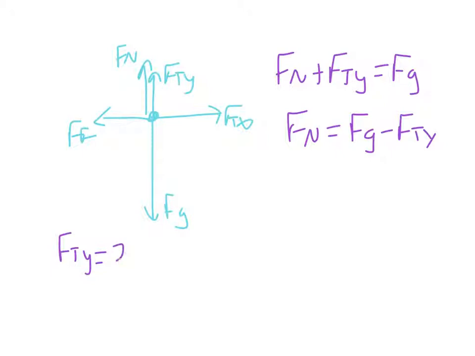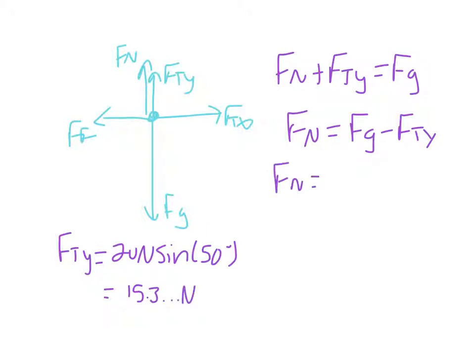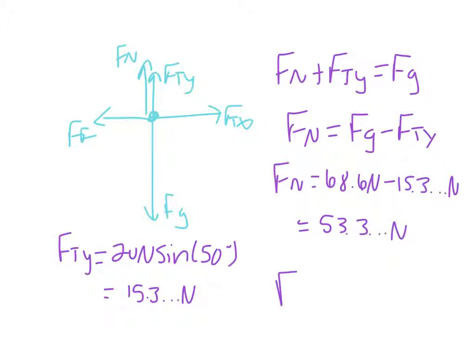Fty is equal to 20 newtons times the sine of 50 degrees. 20 sine 50 will give us 15.3, keeps on going, newtons. So normal force equals 68.6 newtons minus 15.3 keeps on going newtons. So this gives us a normal force of 53.3 keeps on going newtons. 1 sig fig, my normal force is about 50 newtons.